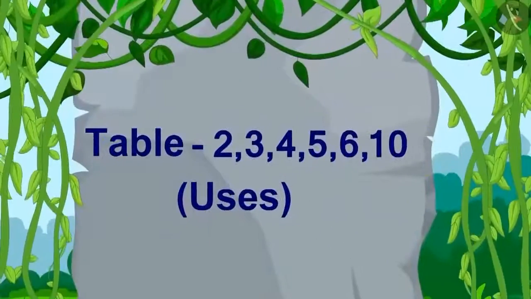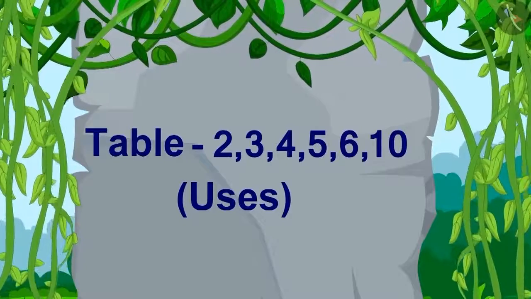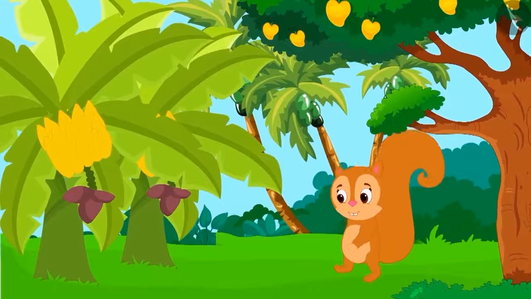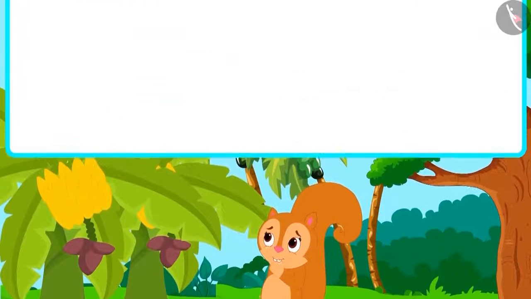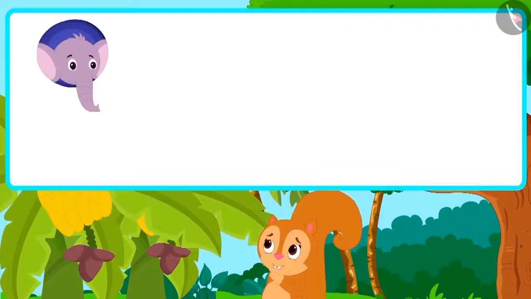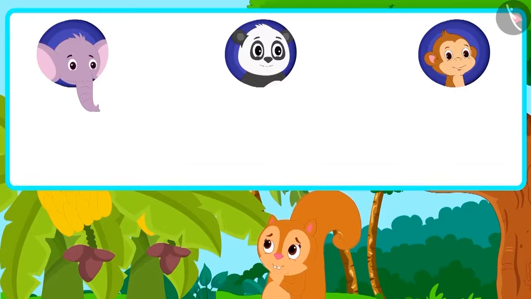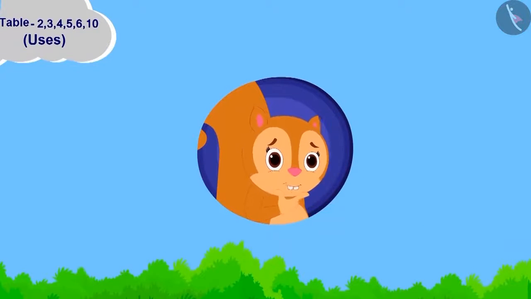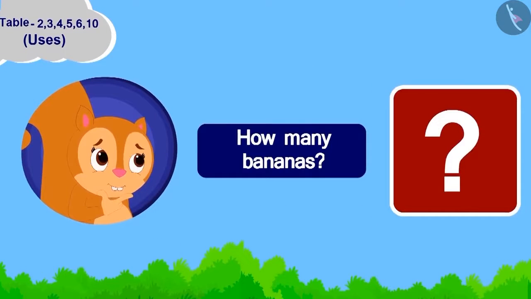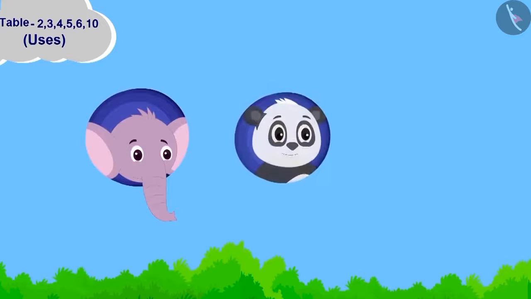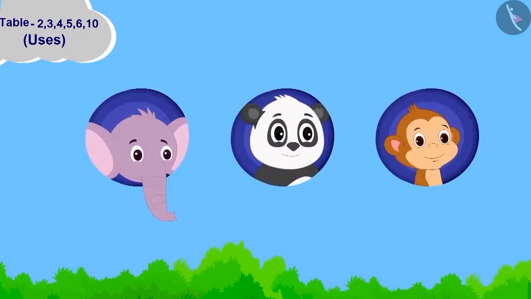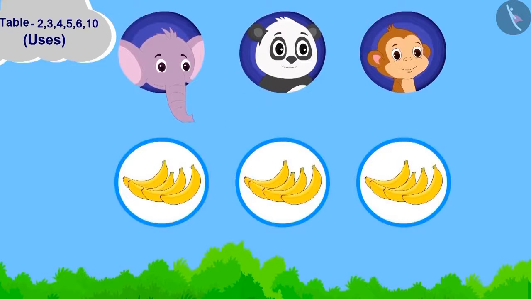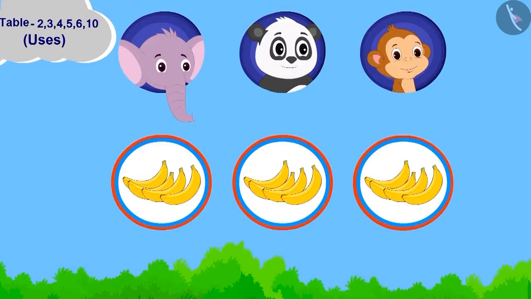Hello children, let's learn to use the tables. One day, a lot of fruits had grown in Chanda's garden. She thought, why not take 4 bananas each for her friends Appu, Golu and Babban? Children, can you tell how many bananas should Chanda take? Appu, Golu and Babban are how many friends in total? 3. Now, how many bananas are to be taken for each friend?